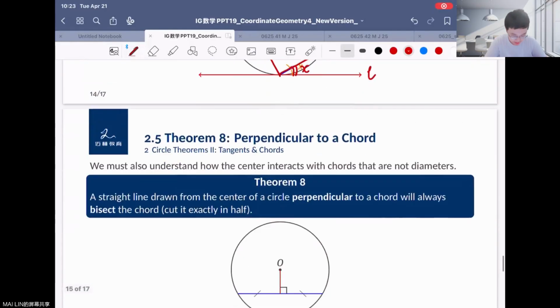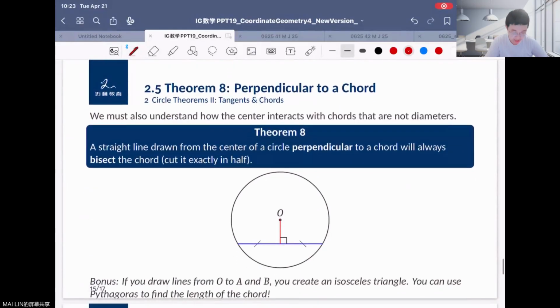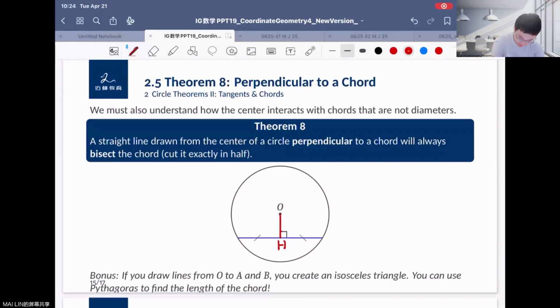Theorem 8 is about the perpendicular to a chord, because the circle is a very symmetrical graph. From O we draw a perpendicular line to a chord, and the perpendicular foot here is H. So we can say H is the midpoint of the chord. Here the chord is AB, so HA equals HB, they are the same length.